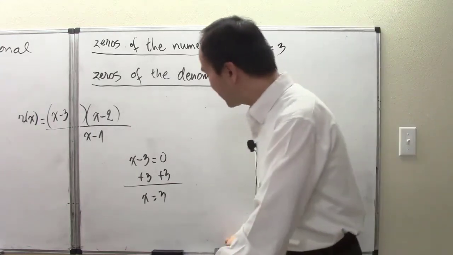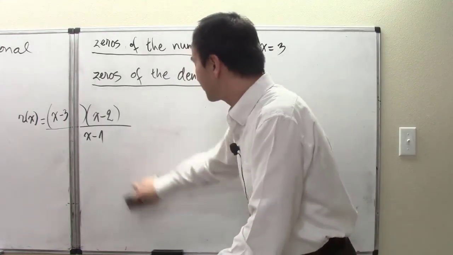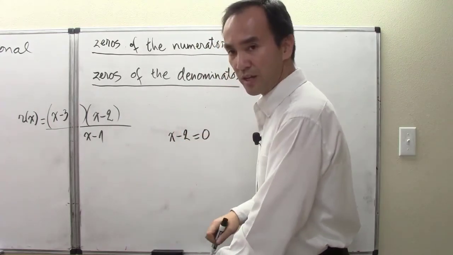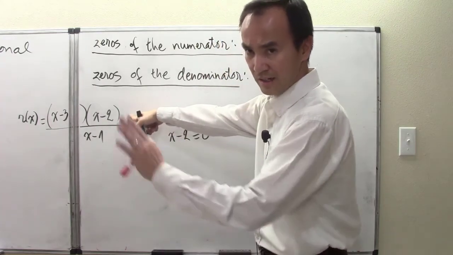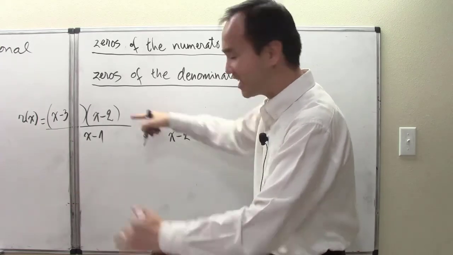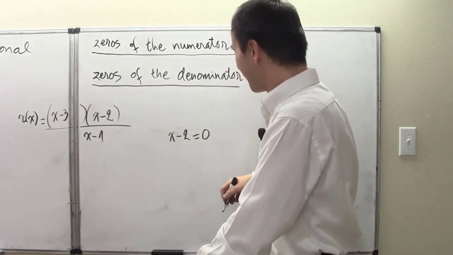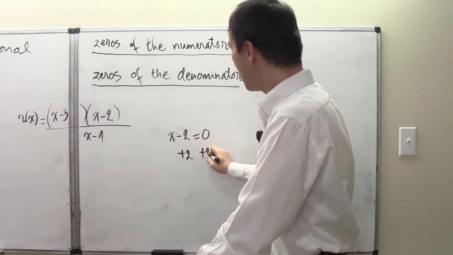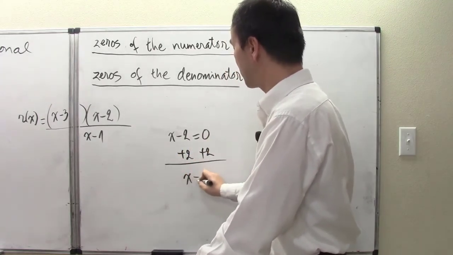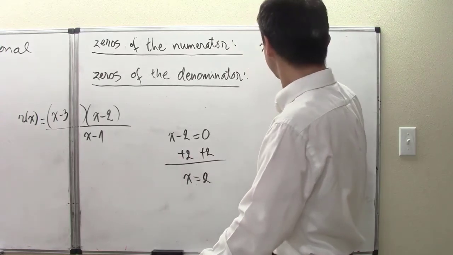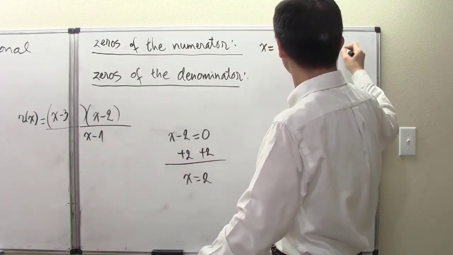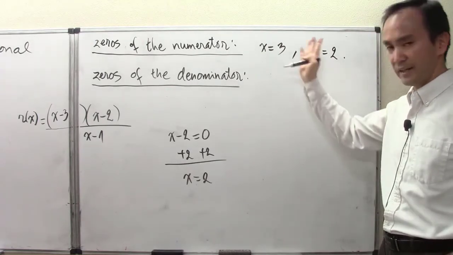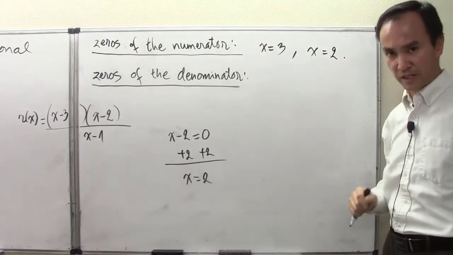And then we're doing it again for the other factor. Okay, x minus 2 is set equal to 0. That's the next distinct linear factor in the numerator of our rational function. So now adding 2 to both sides, I'm looking at x equals 2. I have found another zero of my numerator, and that's all the zeros of my numerator.